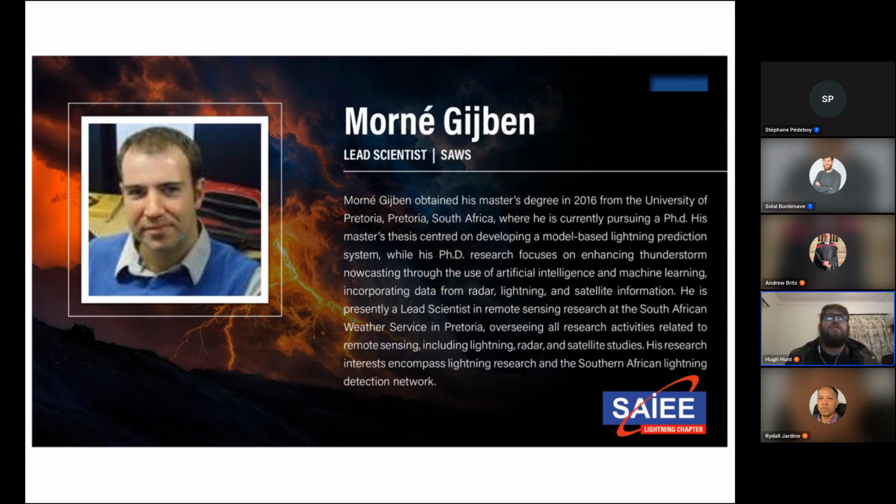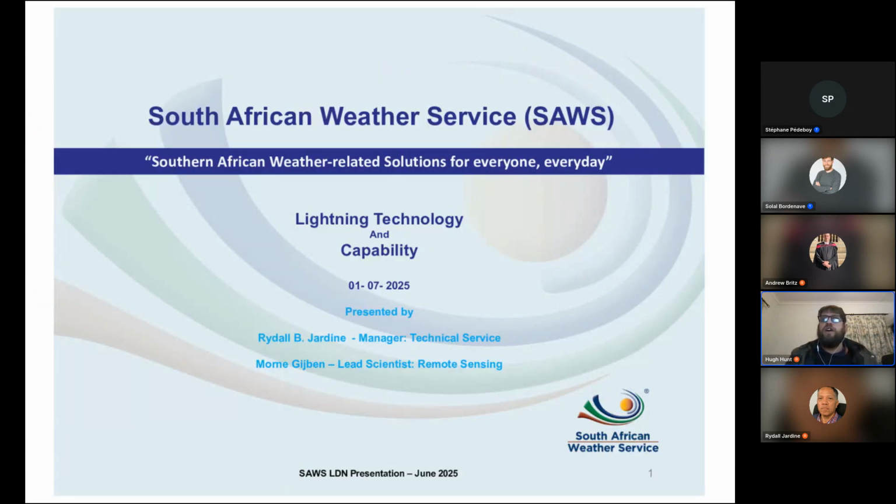So, Rydal, I'll hand over to you shortly, but I thought I'd also mention that you're being backed up by your colleague Morne Geben, who is the lead scientist at the Weather Service. Morne completed his master's at the University of Pretoria and is currently doing his PhD, and works with remote sensing and weather data in general. He has done a lot of work with the Lightning Detection Network, and is also responsible for some of the first lightning flash density maps we produced for South Africa since the network's inception. Rydal, I'll hand over to you to present, and Morne is there to back us up with answers to things in the chat if needs be. Please go ahead.